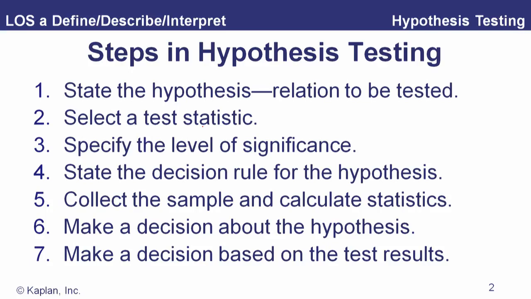And then we specify our level of significance, how confident we want to be. And then we state the decision rule. And once we've done that, then we can collect the sample, calculate the test statistic, evaluate that test statistic, and make a decision about whether we're going to reject the hypothesis or not reject the hypothesis. We never prove a hypothesis. We just fail to reject it. And then we make a decision, an economic decision, based on the test results.